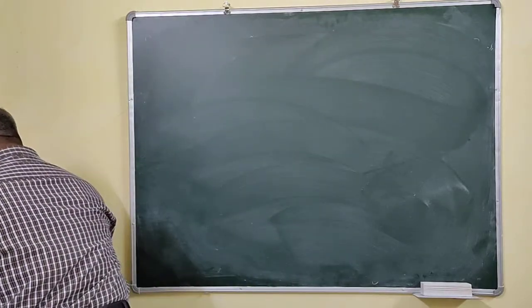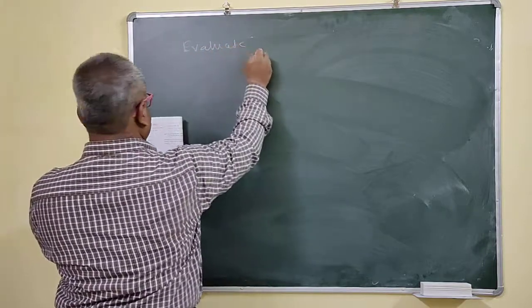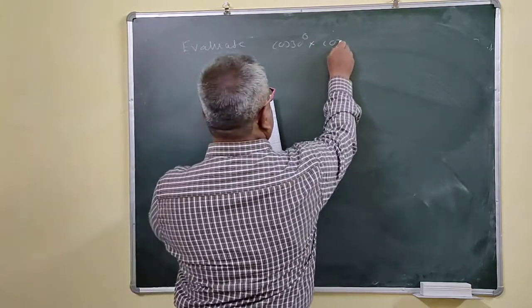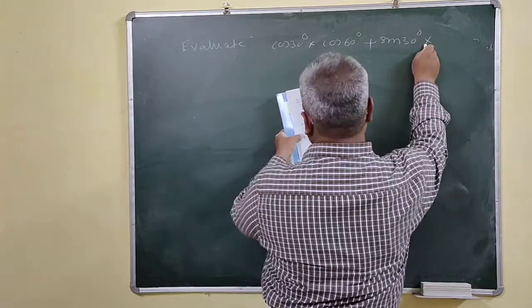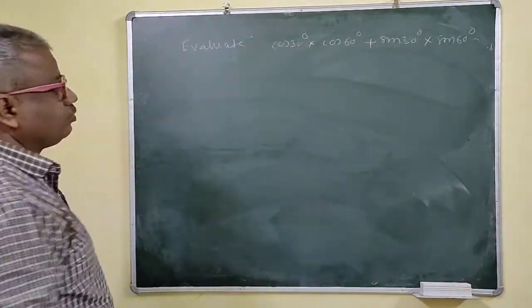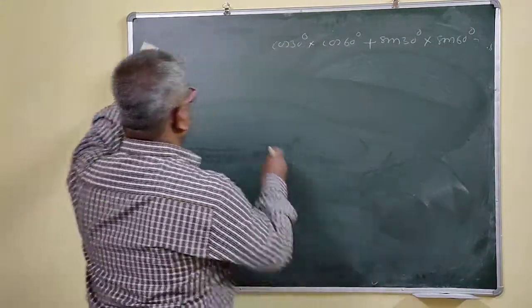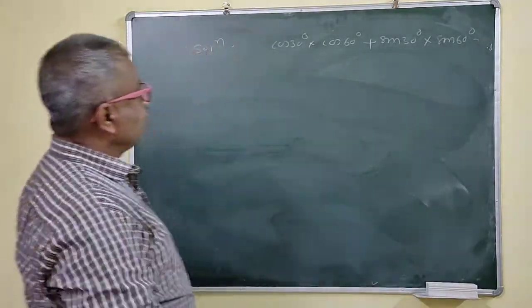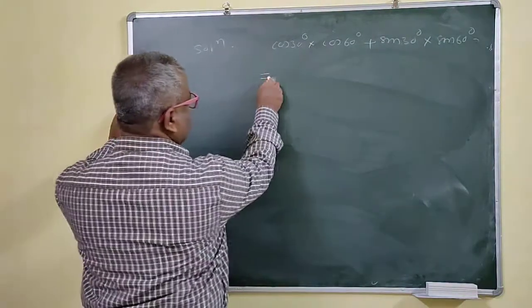Next. Evaluate cos 30 degrees into cos 60 degrees plus sin 30 degrees into sin 60 degrees. Okay. Solution. Just write all the terms as they are now. Solution. This is not given, so don't write given that. Okay, so we'll write equal to here now.